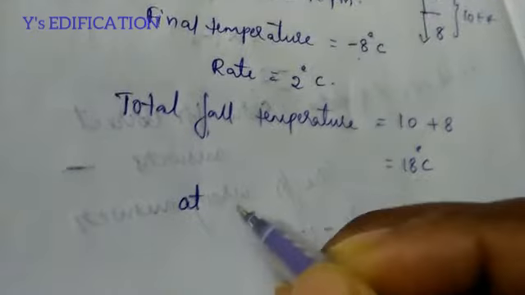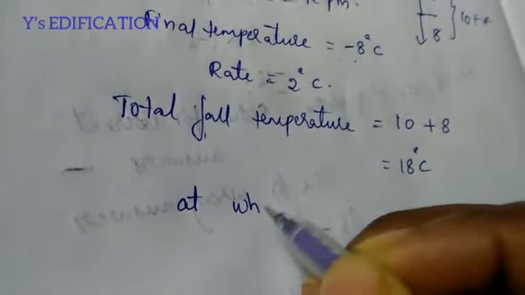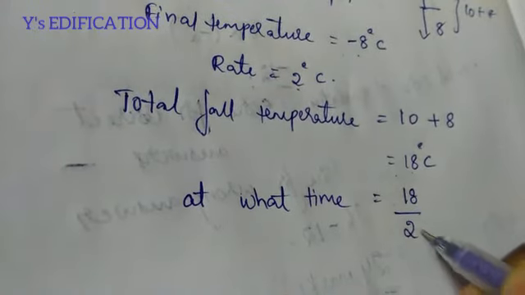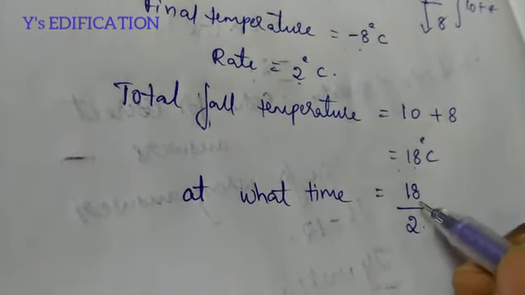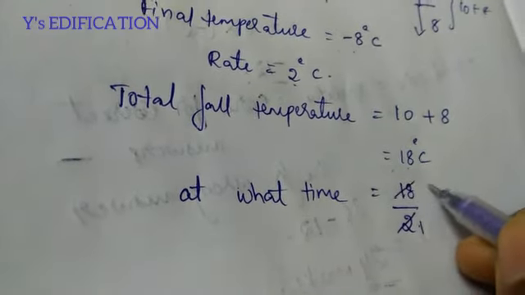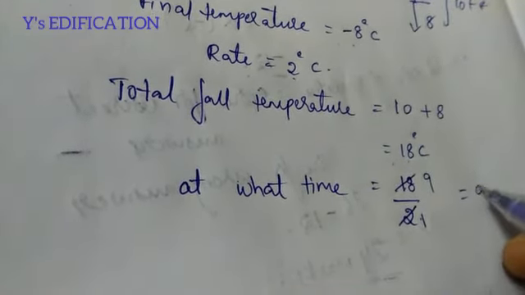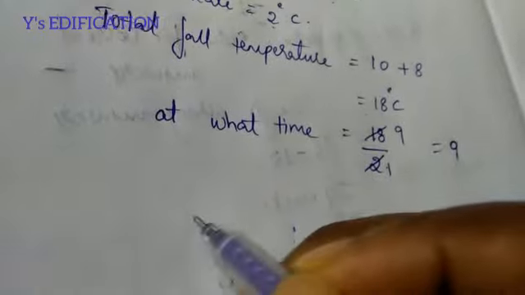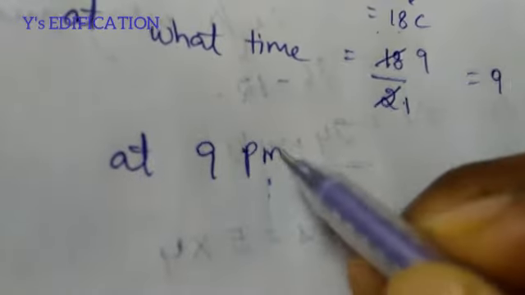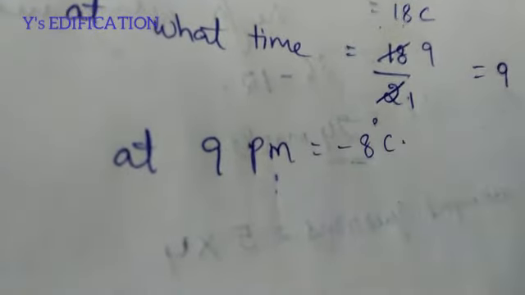So what is being asked here? At what time does it reach -8? The rate is 2 degrees per hour, so we have to divide 18 by 2. 2 into 9 is 18. It is 9 hours. So at 9 p.m. the temperature is -8 degrees Celsius.